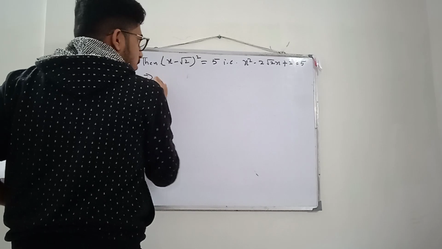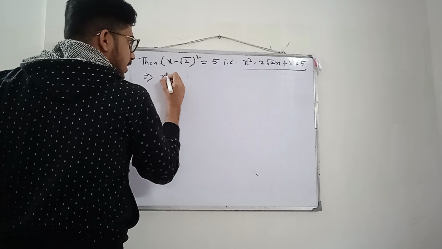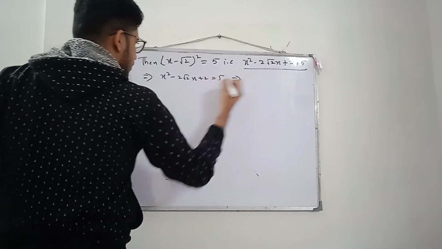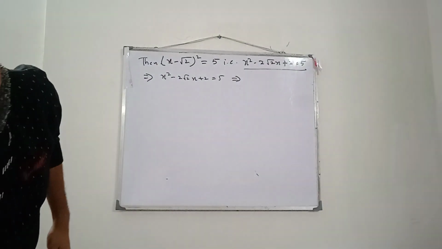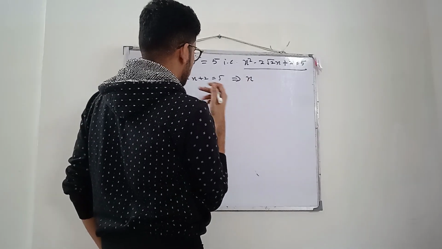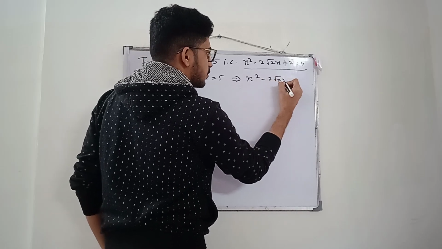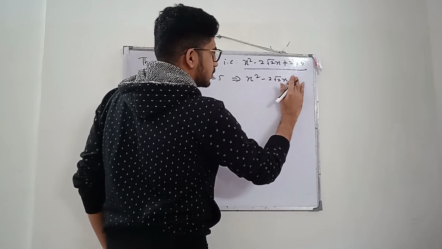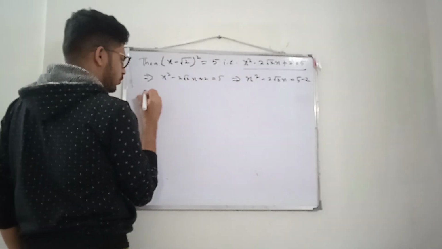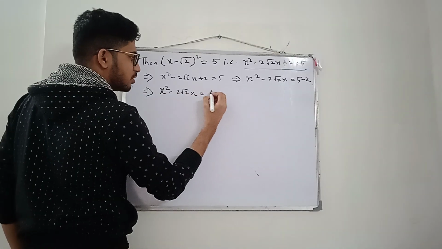Here if we solve this more, I am writing it again. x square minus 2 root 2x plus 2 is equal to 5. That means x square minus 2 root 2x is equal to 5 minus 2. Note it down with me: x square minus 2 root 2x is equal to 3.